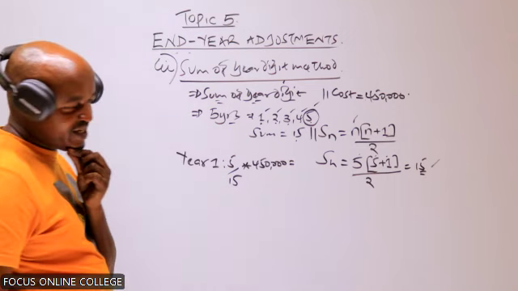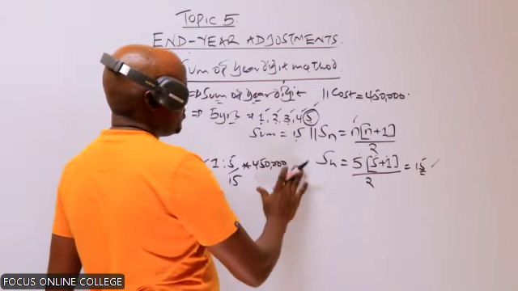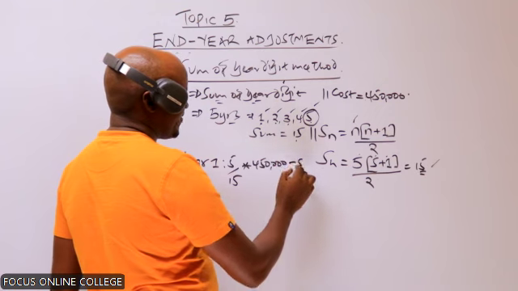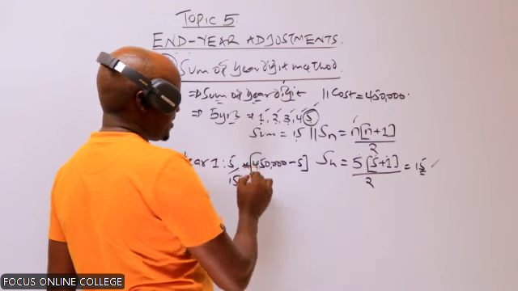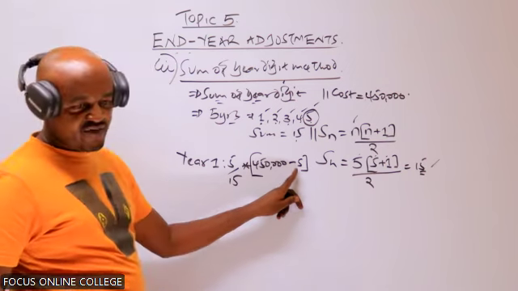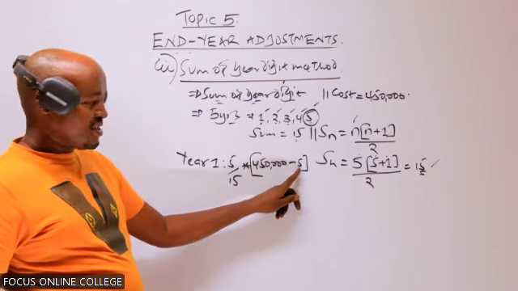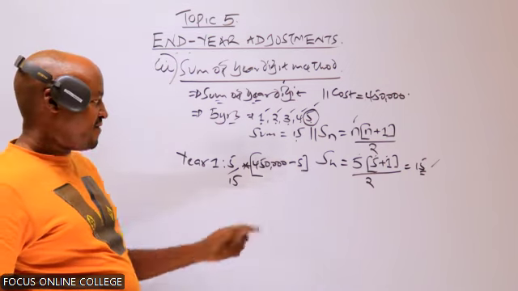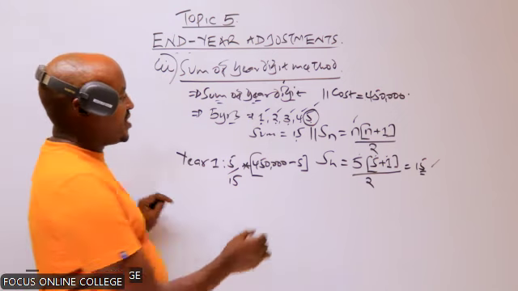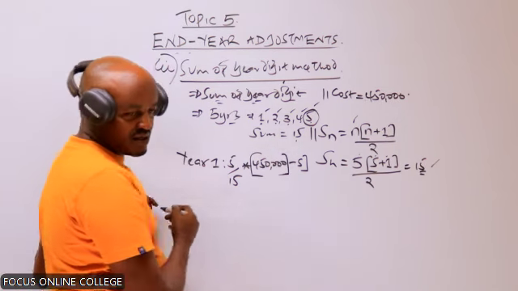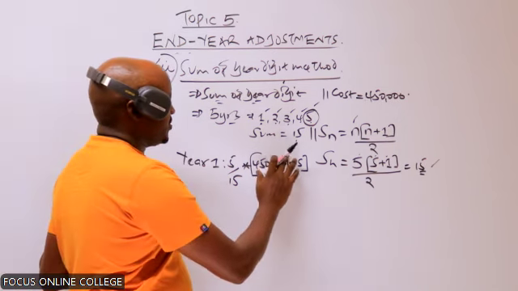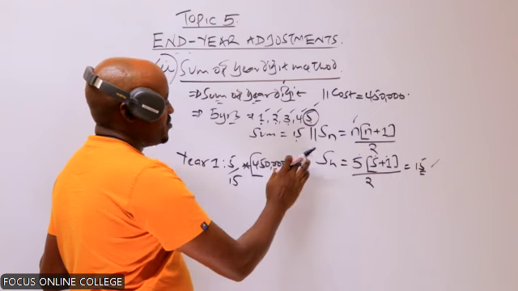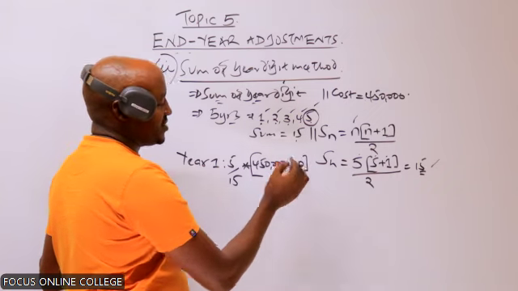But there are some instances where you may be told that the asset has a scrap value. If you're given the scrap value of an asset, you subtract it here. But if you're not given the scrap value, then that is the formula you use. Understand? So in case you're given a scrap value, you always subtract it here. Assuming in our case it is 0.